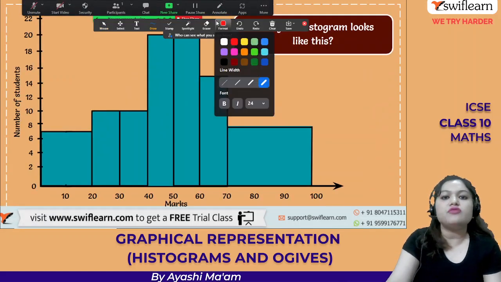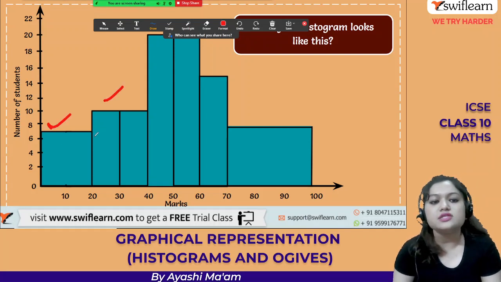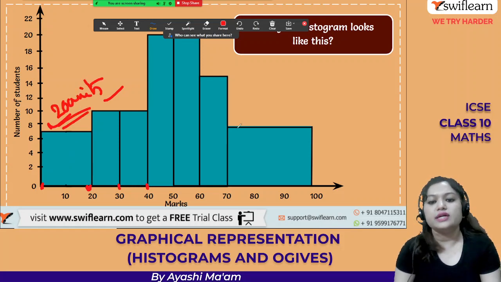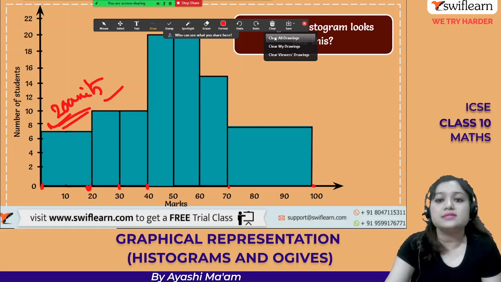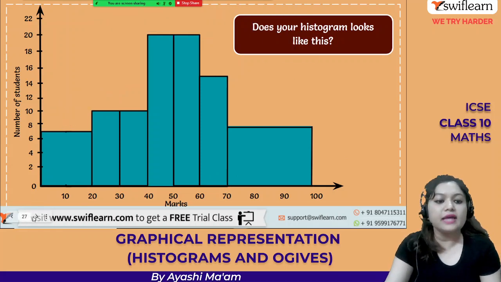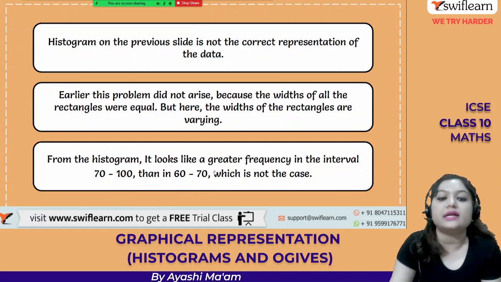So previously we were taking it as 0 to 10, 10 to 20, 20 to 30, like that. But here in the rectangles you can see this one is from 0 to 20 and then again 20 to 30, 30 to 40. Okay, so here your width is of 20 units and the last one you can see is from 70 to 100, right? So the width is not uniform in all the rectangles. Therefore, this is a problem. And we cannot represent the data in this manner whenever you have varying widths of rectangles.